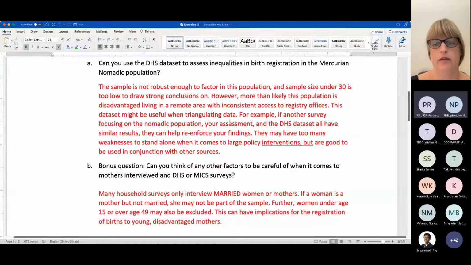And so in some ways, there could be some use in this data set when we think about triangulating. If we did our own analysis and found that this data set and maybe another source all pointed to the same thing, low registration rates, that helps to reinforce the findings of one another. But more than likely, we're not going to be able to use this data, unfortunately, and we're going to have to find other sources for this particular nomadic population.